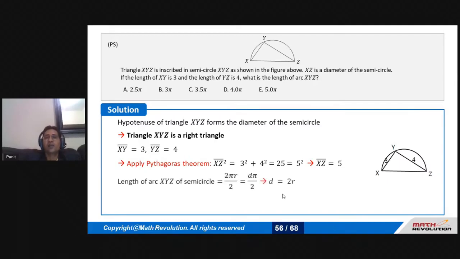Now the length of arc XYZ is 2 pi r divided by 2, where d equals 2r. If you plug in the value of d equals 5, that gets me 2.5 pi. So the length of arc XYZ of a semicircle is 2 pi r over 2. 2r is the diameter d, so that's d pi over 2. D is already 5, because XZ is acting as a diameter, so that's 5 pi over 2, which is 2.5 pi.